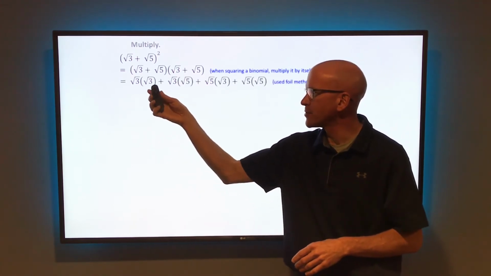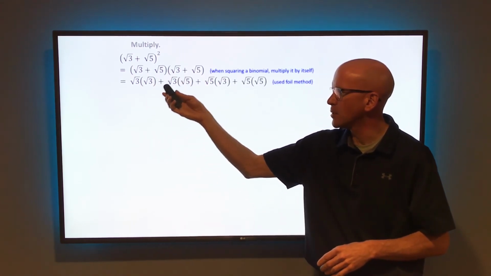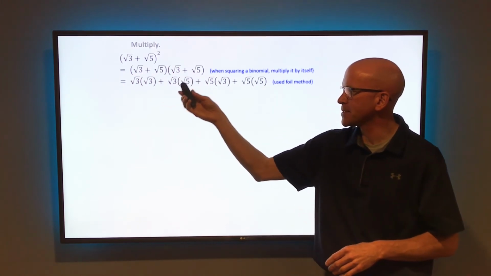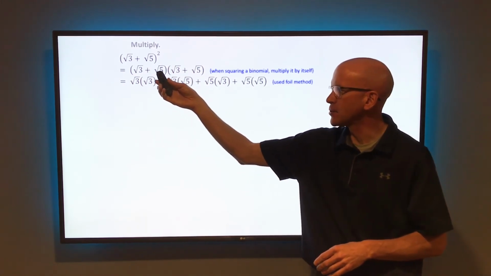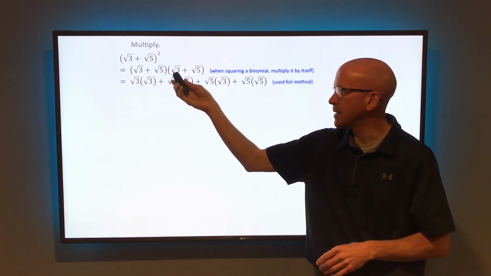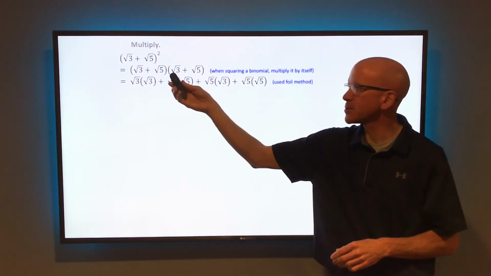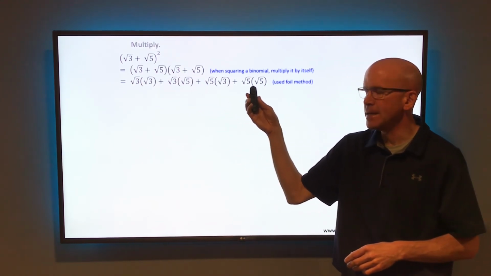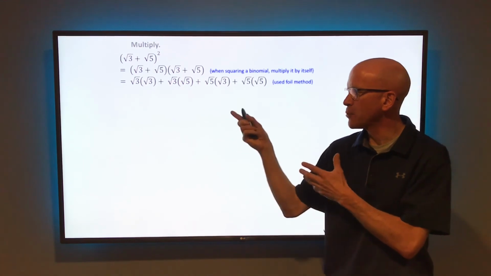So with the FOIL method or distributive property, take the square root of 3 times the square root of 3, and the square root of 3 times the square root of 5. Then the second term of that first binomial, square root of 5 times the square root of 3, and then the square root of 5 times the square root of 5 on the end. Just multiply through that, simplify that.